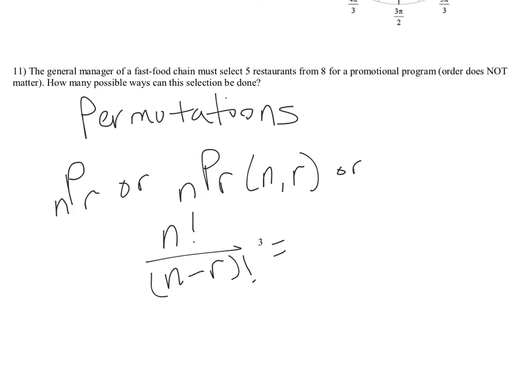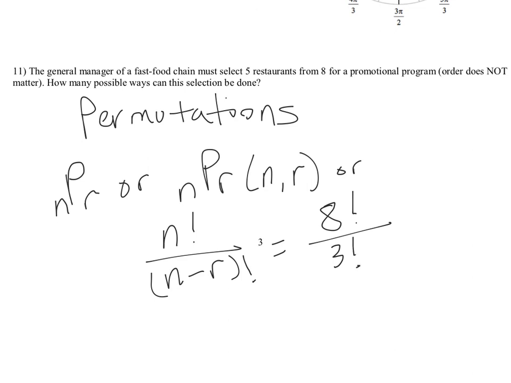Well, n in this case is going to be the first number, which is going to be the larger of my numbers. So I have 8 choices. So I'm going to have 8 factorial on the top, and then I'm going to have n minus r, and r is 5 since we have 5 restaurants. So we have 8 to choose from, but we're going to pick 5 out of the 8. So n minus r is going to be 3 factorial.